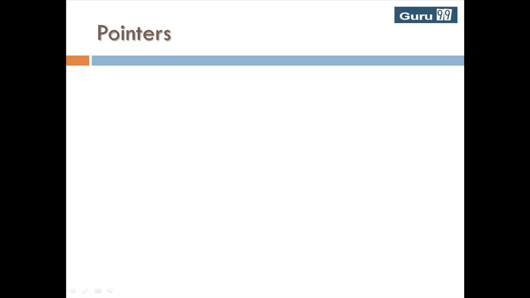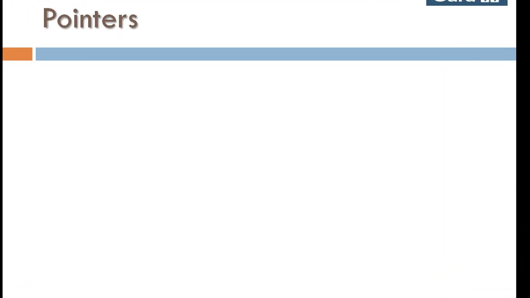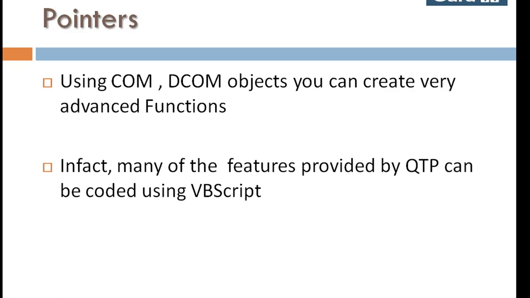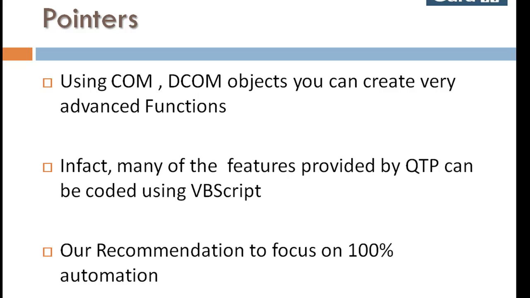Before we end this tutorial, a few pointers. Using COM, DCOM objects, you can create very advanced functions. In fact, many of the features provided by QTP can be coded using VB script. We have seen automation engineers who make QTP more of a VB project rather than an automation project. Our recommendation is, rather than demonstrating your VB skills, use the features provided by QTP and focus on automation.